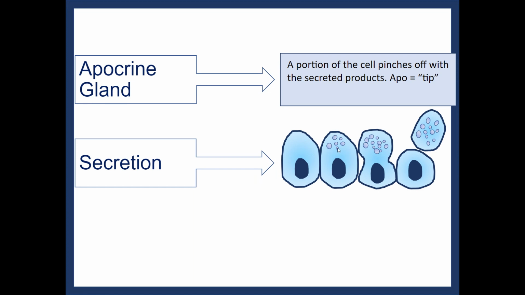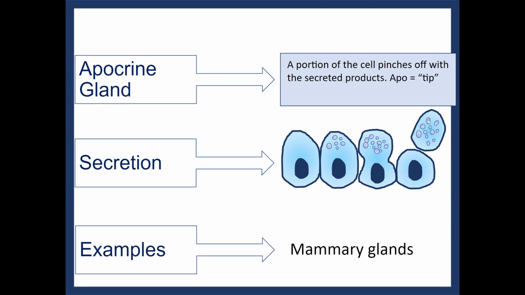So here's an image to kind of help you see what's going on. We have some substances inside the cell. The cell's going to start to pinch together until it completely closes off. And those substances are now in that little sac that was pinched off. And a specific example of an apocrine gland in the body would be the mammary glands, which would be on a woman's breasts.